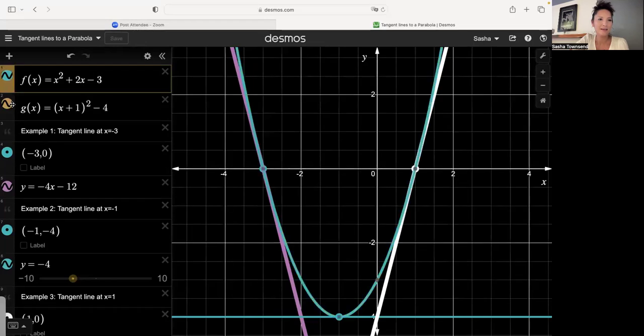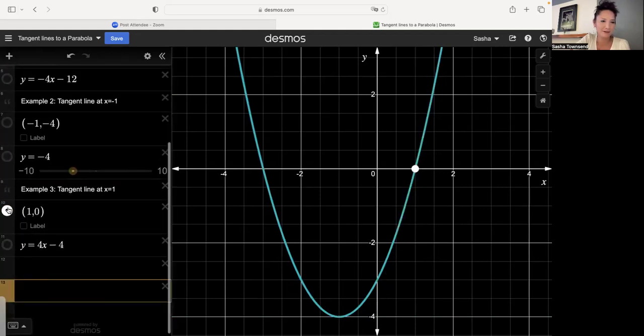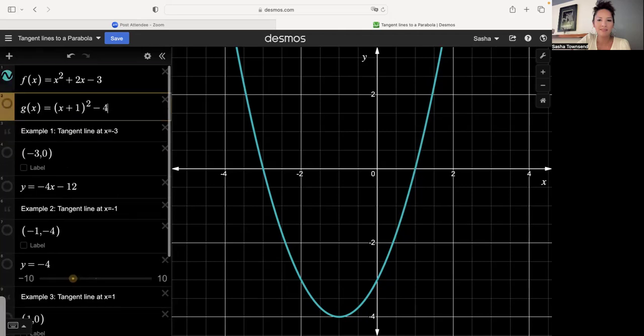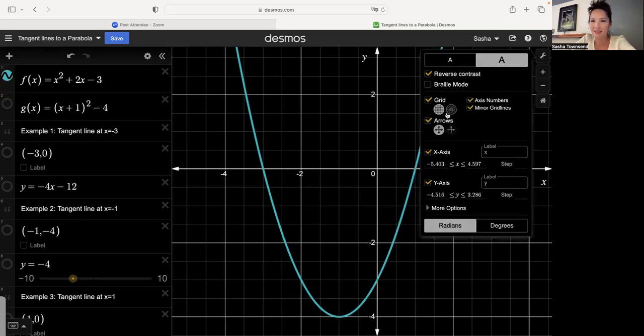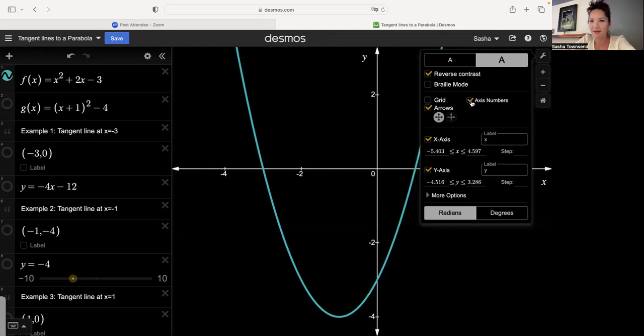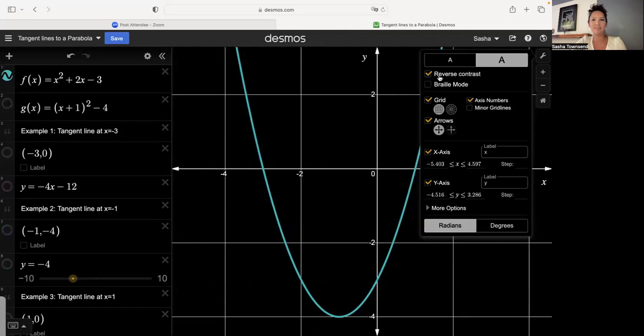Okay, so I started recording and then I started getting rid of the graph, sorry. So this is our parabola, f of x equals x squared plus 2x minus 3. The y-axis is right here, and the x-axis is right there. It's a little bit hard to see. I'm going to change the grid, maybe get rid of the minor grid lines. There we go. Makes it a little bit cleaner.